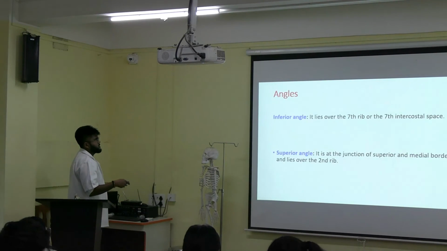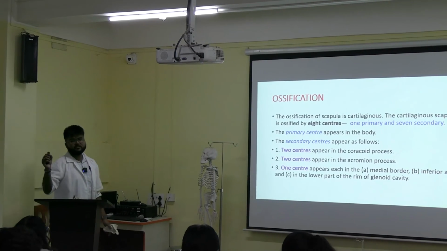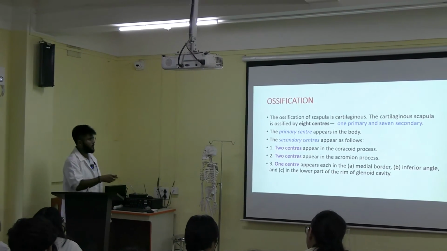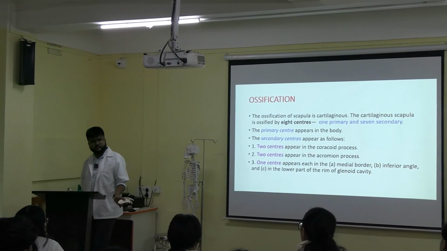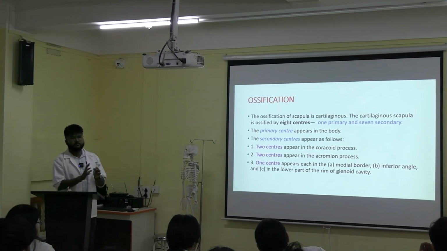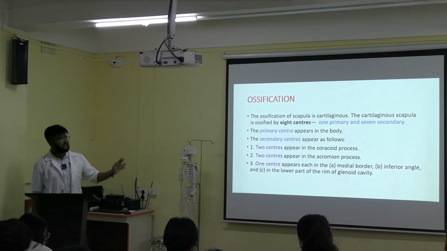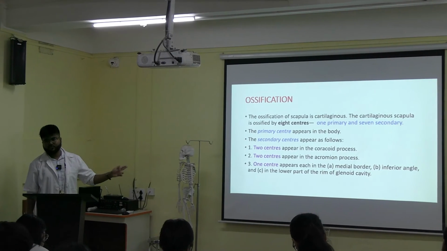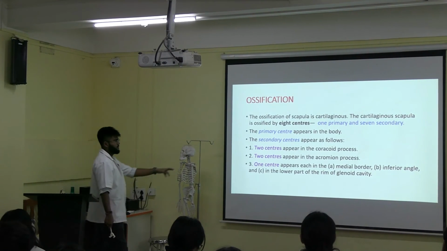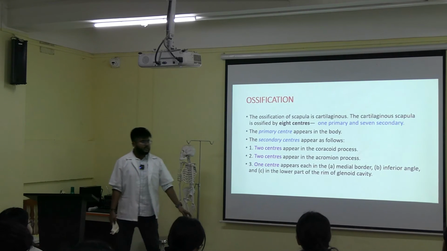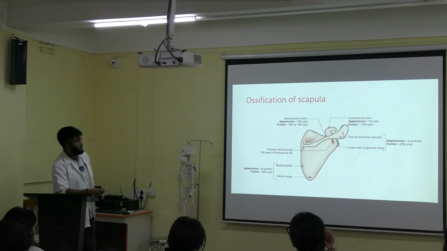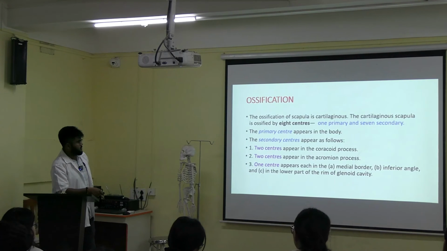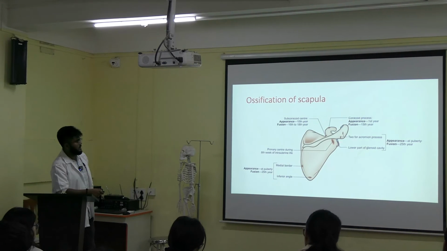Now one more thing is the ossification. What is the meaning of ossification? Formation of bone. Simply remember there is one primary center and 7 secondary centers. The primary center is present in the body, and of the secondary centers, 2 are present in the coracoid process, 2 in the acromion, and one each in the medial border, inferior angle, and the glenoid cavity.